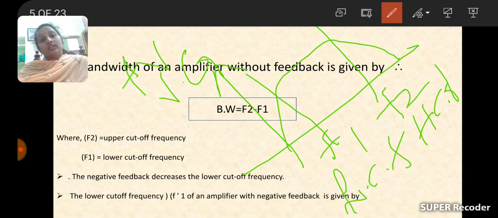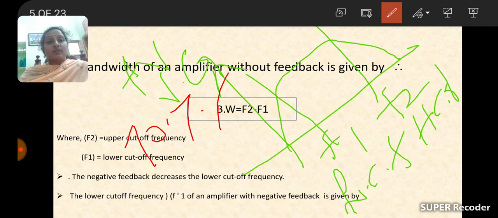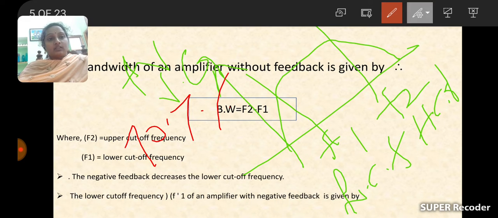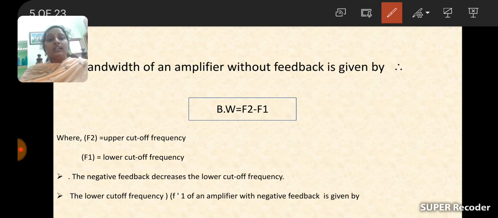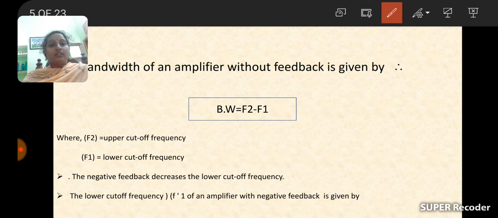70.7% of its maximum gain is called the bandwidth. Now, coming to the effect of bandwidth with negative feedback, that is, by application of negative feedback, whether the bandwidth will be increased or decreased. How is the bandwidth increased or decreased?